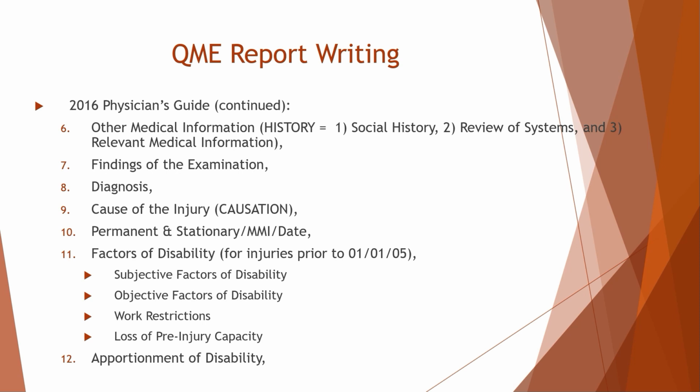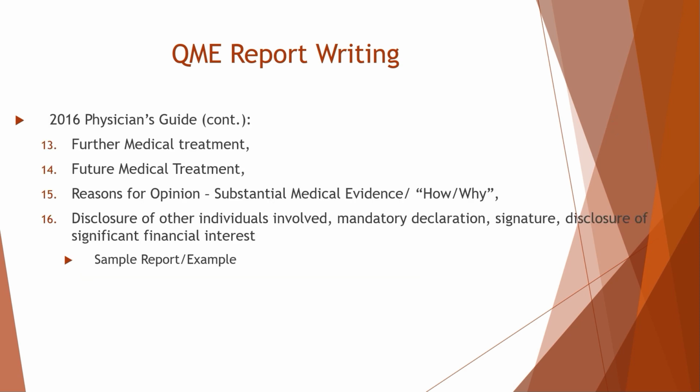Number 12 is our opinion on apportionment. Section 13 is where you discuss the medical treatment that the injured worker has received to date. In Section 14, you talk about either further medical treatment or the need for future medical treatment. And then with Sections 15 and 16, we conclude the report. And in Section 15, you provide your reasons for opinion. And let me just say a couple of comments about reasons for opinion.